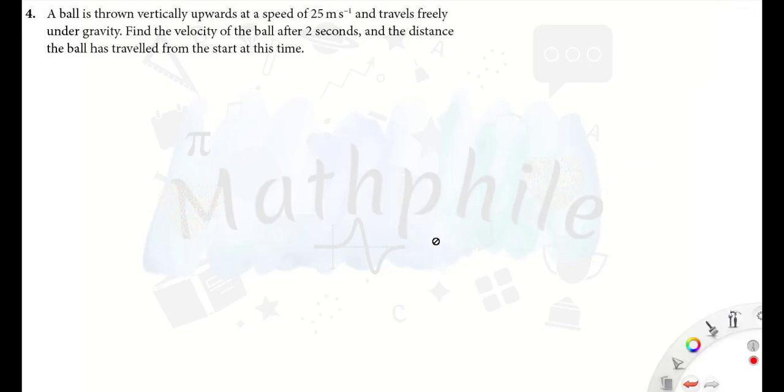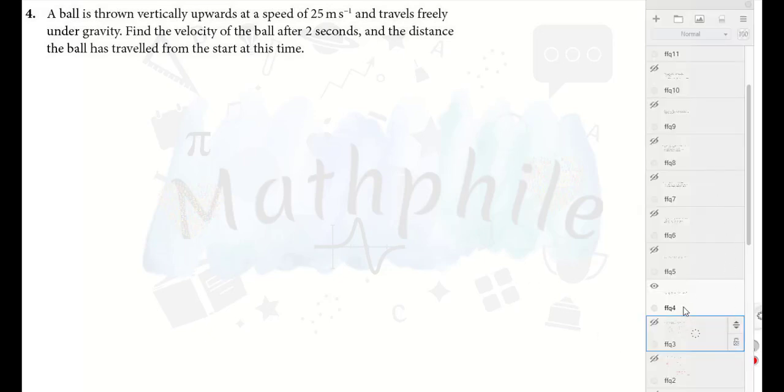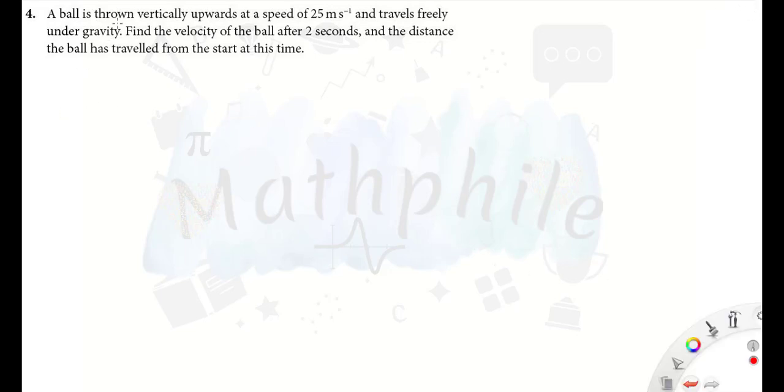A ball is thrown vertically upwards with a speed of 25 meters per second. Which case of Suvat's vertical motion is this? You don't need to memorize the case. But which scenario is that? A ball is thrown vertically upwards with a speed of 25 meters per second and travels freely under gravity. Find the velocity of the ball after 2 seconds and the distance the ball has traveled from the start. I think it will be scenario 2.